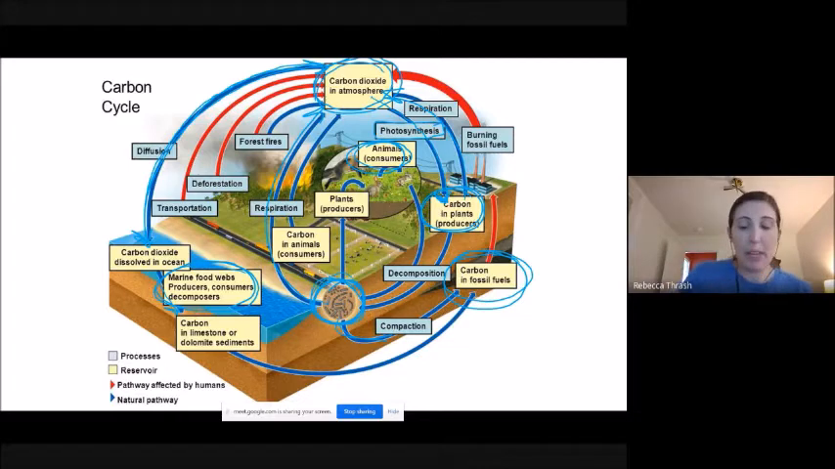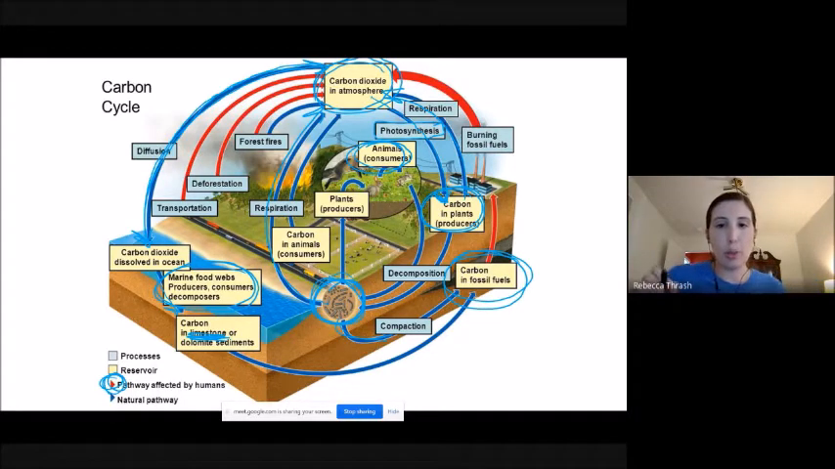Now, over time, that is going to compact again into things like limestone, okay? And that carbon will not be released back into the atmosphere or the soil until those sediments themselves are exposed again, maybe thousands or millions of years in the future. Now, those are all natural processes, but there are some pathways that are particularly affected by humans, and those are going to be those in red.